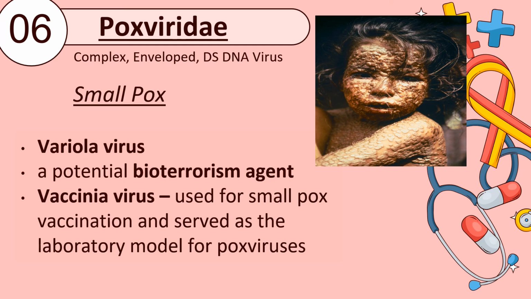But we have vaccines for smallpox. But the vaccine contains vaccinia virus instead. Vaccinia virus is a virus that is used for smallpox vaccination and serves as a laboratory model for poxviruses. It is considered the prototype of variola virus. Well, in short, this is what the vaccine is composed of.